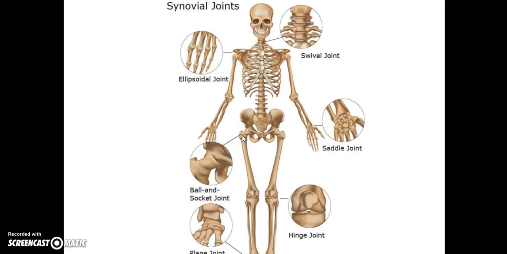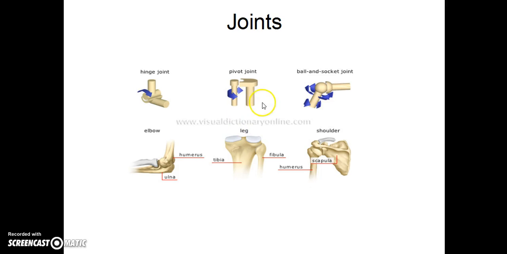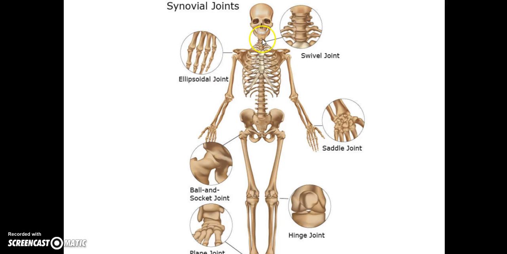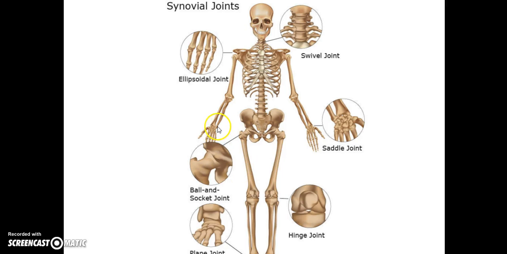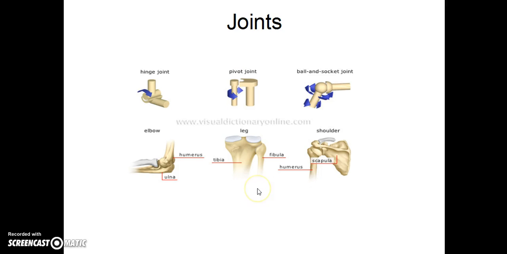The pivot joint is found in the neck between the top 2 vertebrae, moving our head side to side. The hinge joint is found in the elbows joining the ulna and the humerus. Also, the knee is a huge hinge joint joining the femur and the tibia. Hinge joints only move in one direction.